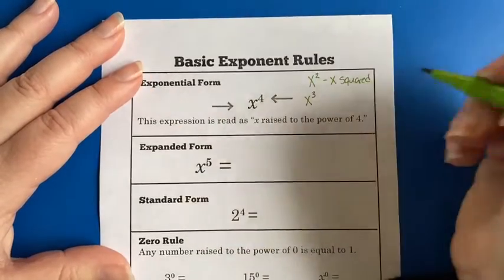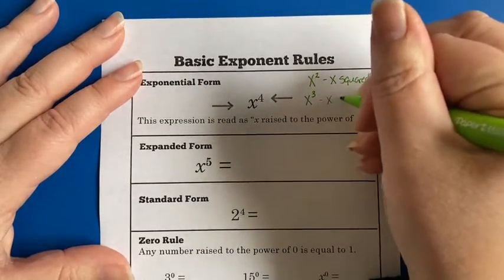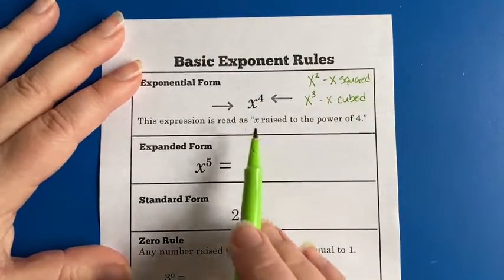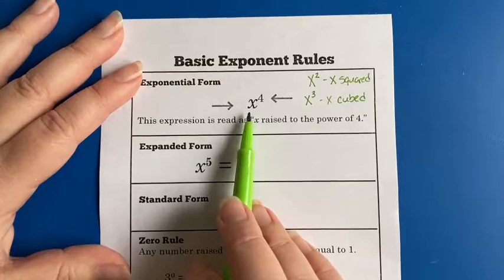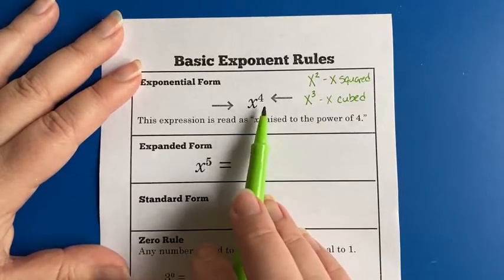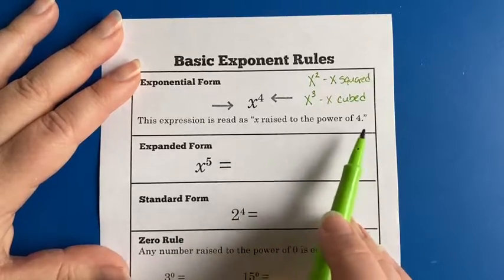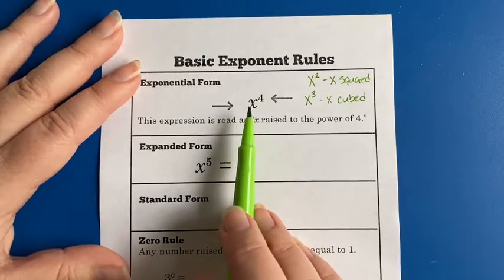X to the third power also has a special name. We call that x cubed. But those are the only two that have special names. Everything else after x to the fourth is just called x to the fourth, x to the fifth, x to the sixth. You could say it all, x raised to the power of 4 or x to the fourth power, but mostly you're going to hear people just say x to the fourth.